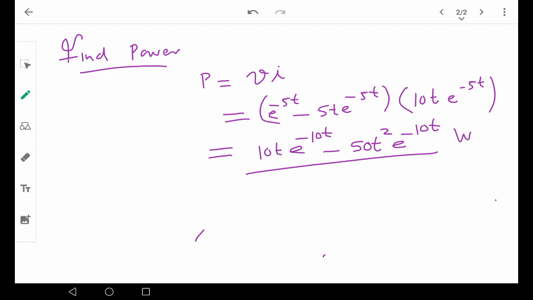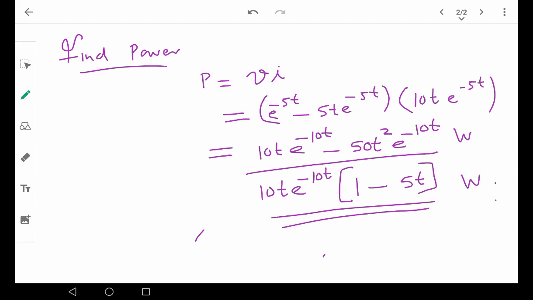You can take out 10t e raised to minus 10t as common, and represent it like 10t e raised to minus 10t into 1 minus 5t. Like this also you can write the answer. Both are the same. That's how you will find out the power.